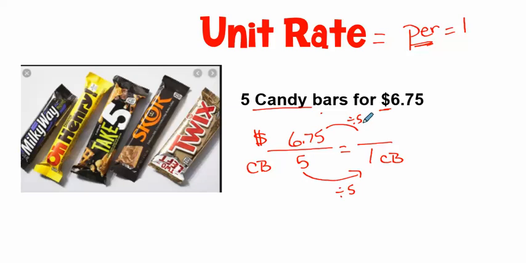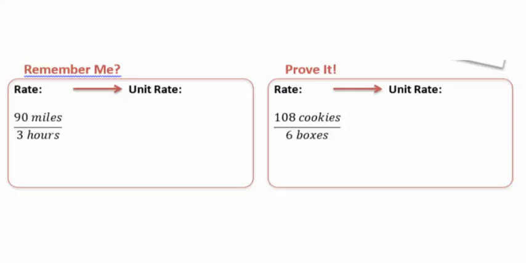So $6.75 divided by 5 comes out to be $1.35. So that means it's going to be $1.35 per candy bar, because that's what I wanted. I want to know how much it was for one. Unit rate means I'm always figuring out how much it is per one item, okay? All right, so let's do some more examples here.